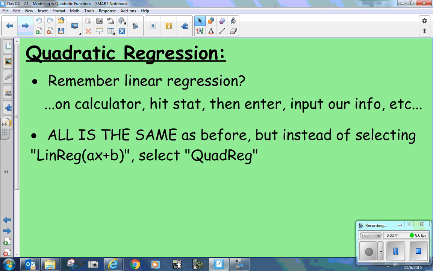After you put in your L1 and L2 columns, instead of selecting linear regression, we now want quadratic regression. All you do is select quadratic. That's it. That's the only difference. Everything else is the same. Alright.